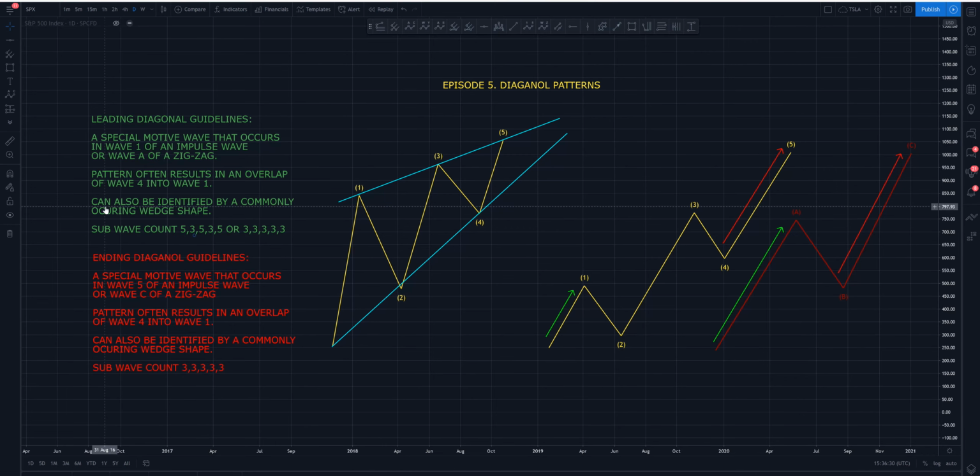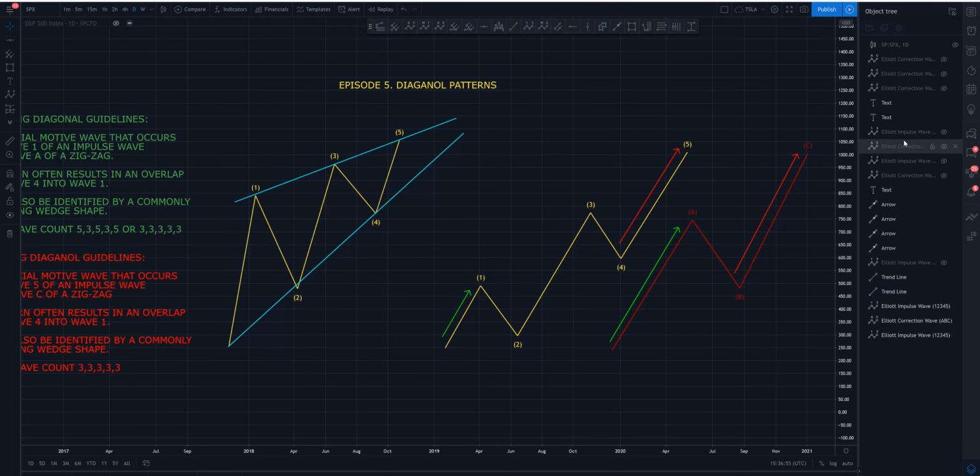The leading diagonal pattern can also be identified by a commonly occurring wedge shape, a contracting pattern which creates a wedge over time. The subwave count of a leading diagonal pattern can be 5, 3, 5, 3, 5 or 3, 3, 3, 3, 3. I will show you what that means.